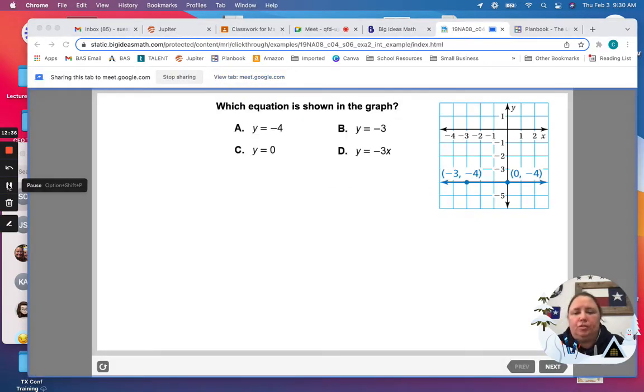Alright, so this is example 2 for your journals. Which equation is shown in the graph? You're going to have to look at this and say, okay, what's the slope and what's the y-intercept, and try to decide which equation is here. So first, let's look at this line. What kind of line is this?